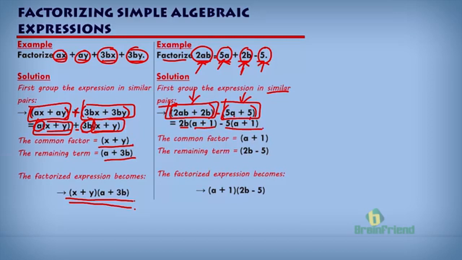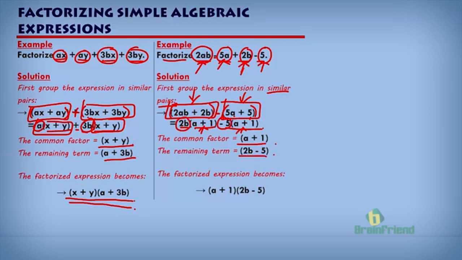So we have 5 all in bracket a plus 1. So again, if we look at our terms that have been simplified, we have common factors a plus 1. A plus 1 is common here, is also present here. So our common factor is a plus 1. The remaining term is 2b minus 5. So we'll put that in bracket, 2b minus 5.